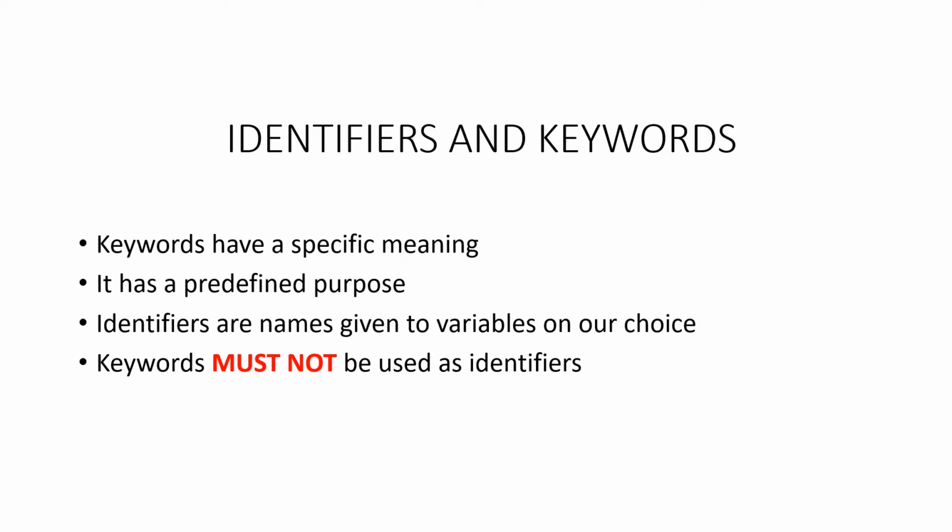But one thing you should remember is keywords already have a specific meaning. So keywords must not be used as identifiers. That is something we should remember. So prior to coding, you need to know the various keywords, and when you define identifiers, you make sure that the particular identifier is not a keyword or does not have a specific meaning given earlier.